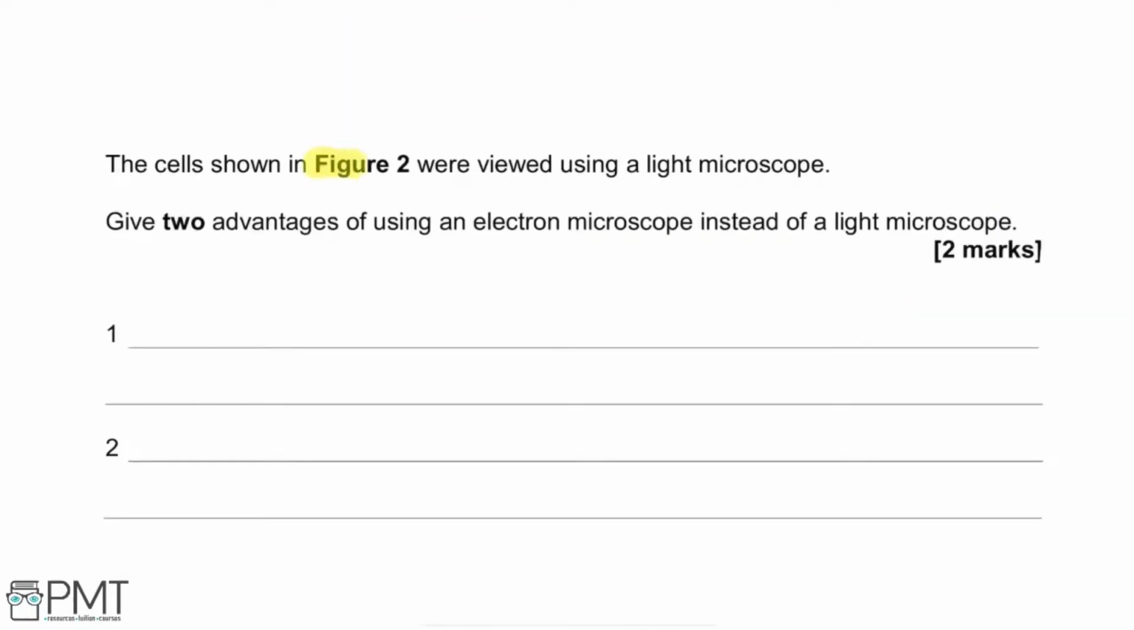The cells shown in Figure 2 were viewed using a light microscope. Give 2 advantages of using an electron microscope instead of a light microscope. So electron microscopes work by firing a beam of accelerated electrons at the specimen, and then these get reflected back and detected by the microscope to create an image.